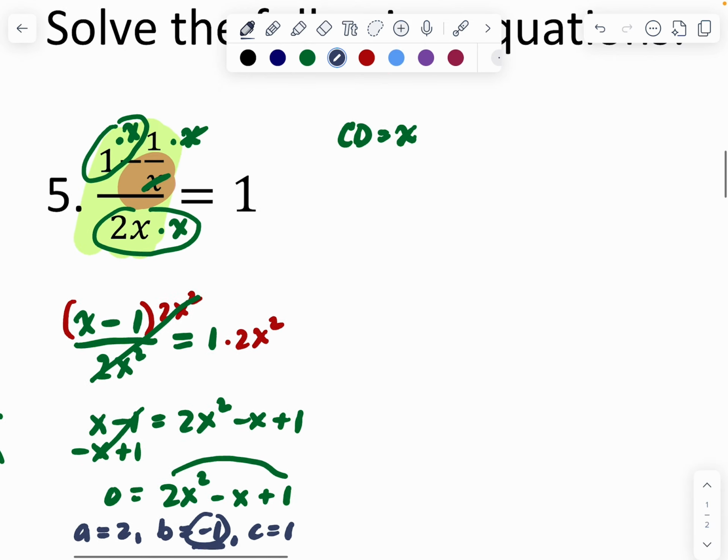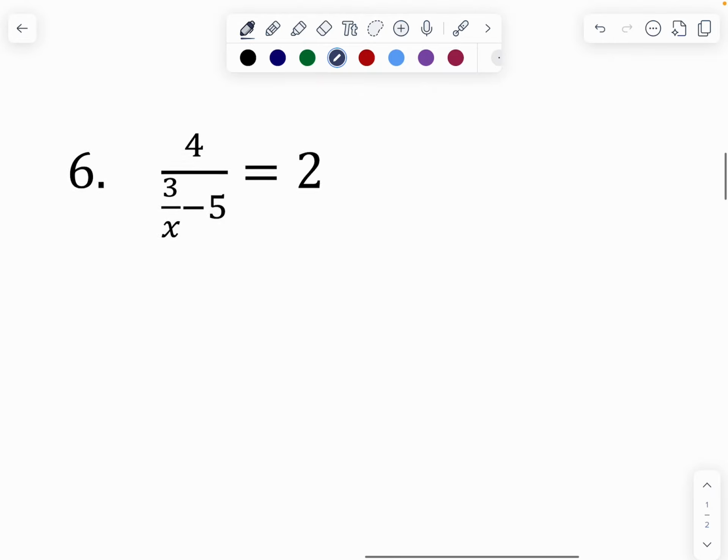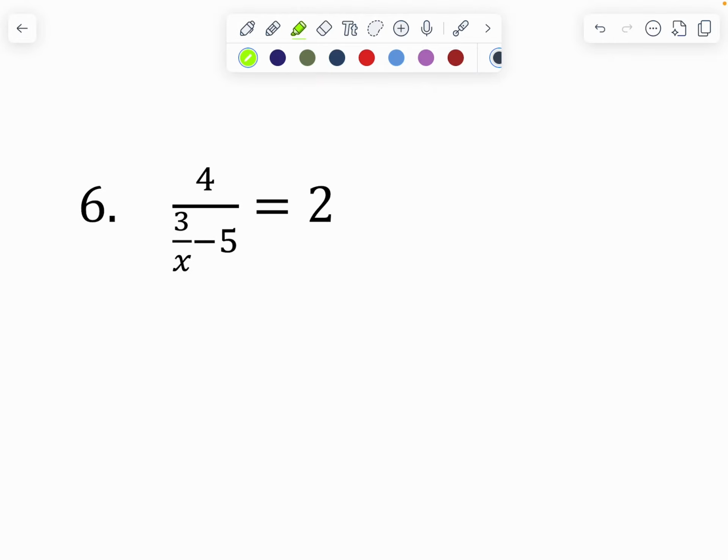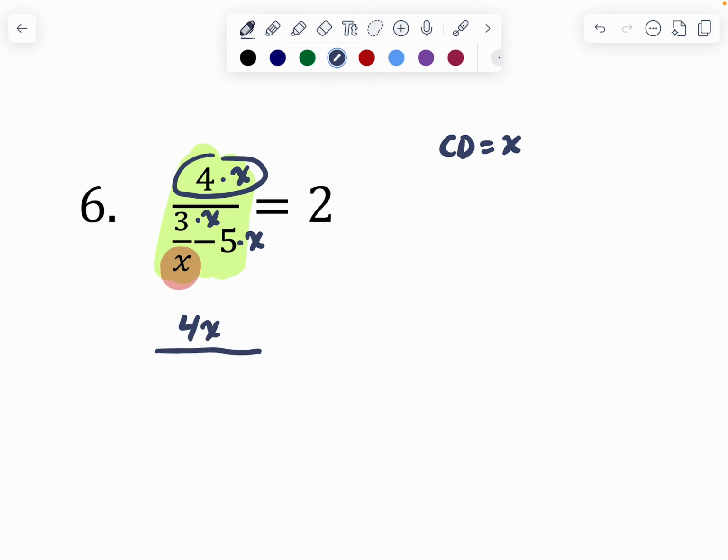Okay. If we look at number 6, okay, so same idea. Let's take a look at just the left side, which is pretty gross. I'm ignoring the 2 for a second. Okay, and then I'm going to look at the only denominator that I see, which happens to be this x again. Okay, so since my common denominator here is an x, I'm going to multiply everything by x. So I'm going to multiply this by x, and this by x. So on the top here, remember, I'm just working on the left-hand side. I'm not touching the right. So 4 times x is 4x. All over, these cancel, and I'm going to get 3 minus 5x on the bottom equals 2.